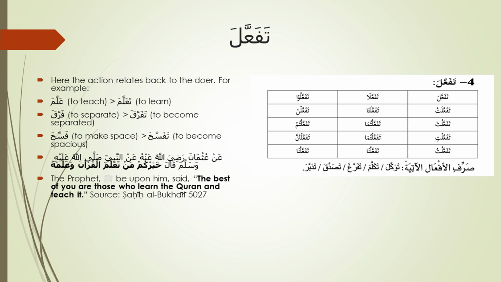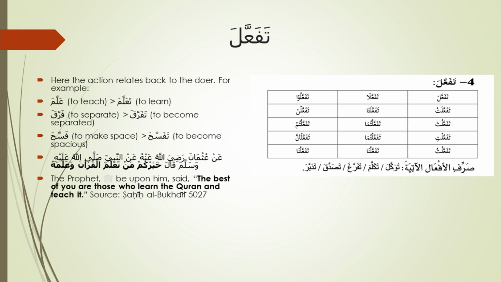Generally, this scale will go back to the one that's doing the action. We've added a ta, and we've added an ayn as well. Tafa'ala, ta'allama, is to learn. Farraqa is to separate. Tafarraqa here is to become separated. Fassaha, to make space. Tafassaha, to become spacious.